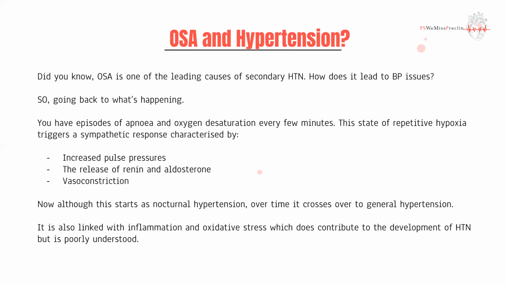However, over time, this crosses over and leads to general hypertension because they now have structural issues that are not just this sympathetic response. They might have inflammation, oxidative stress at the level of their arteries and arterioles. They might have generally higher levels of renin and aldosterone circulating, and vasoconstriction that might be more permanent. So all these factors contribute to the development of long-term hypertension.